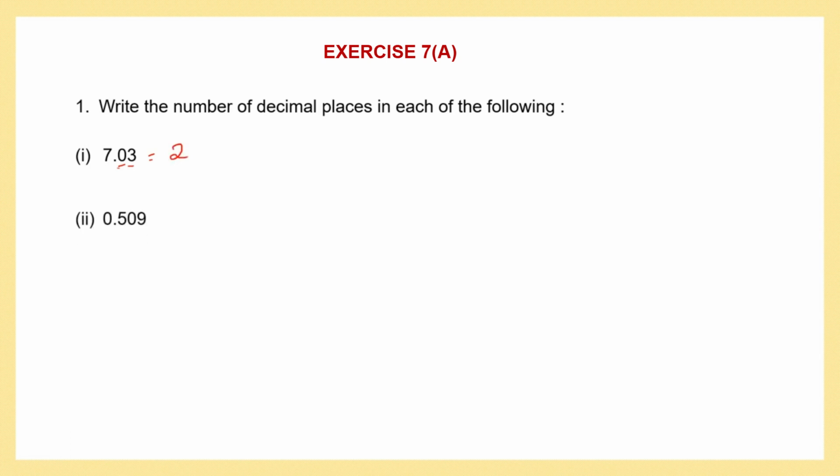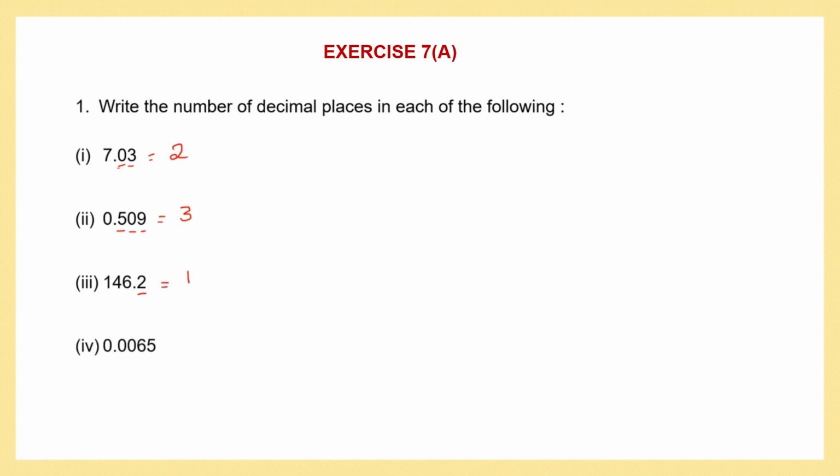Question 2. Count the number of digits after the decimal point: 1, 2, 3. So the number of decimal places here is 3. Question 3. After the point we have only one digit. So the number of places is 1.